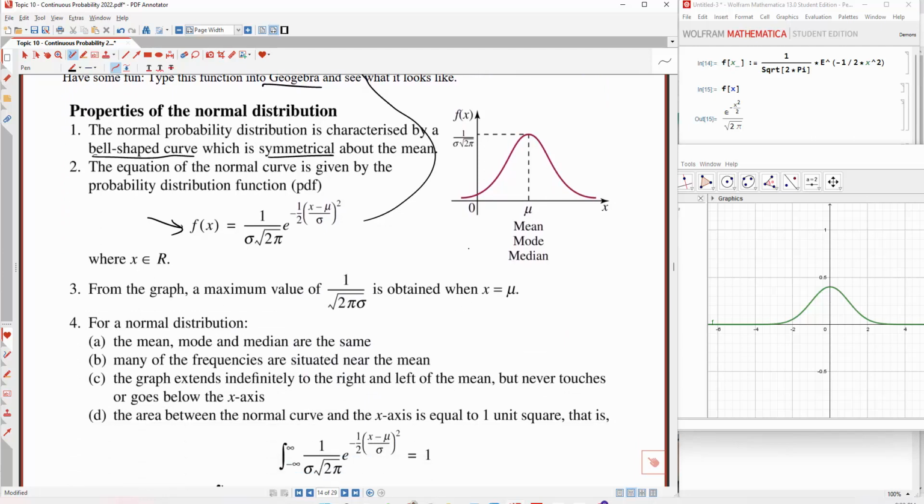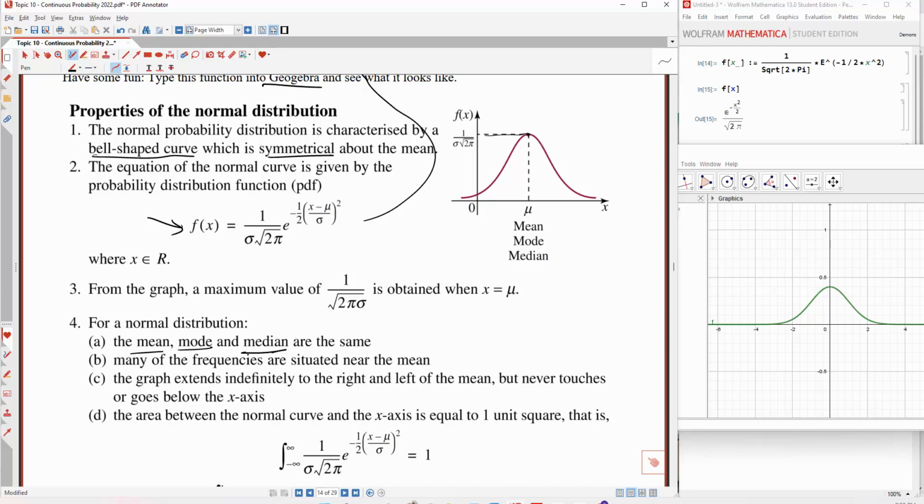So we get a maximum value out of the function at the mean. Okay, so this is the highest value. That's actually the mode, but that's not important for this subject. But it is important to note that the median, the mean, and the mode are all exactly the same value.